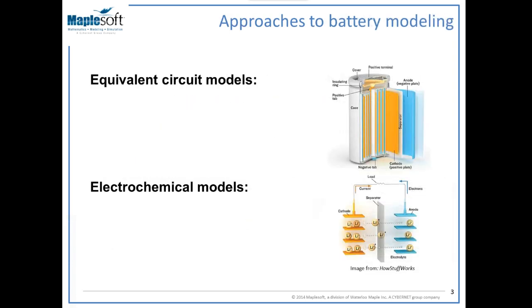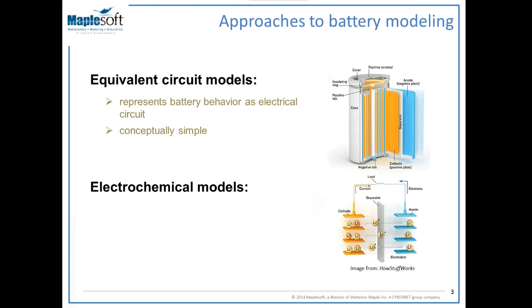So in the MapleSim Battery Component Library, we use two different approaches for modeling a battery, namely the equivalent circuit approach and the electrochemical approach. I'm going to get into the details of each of these approaches in a moment. The equivalent circuit approach represents the battery behavior by using an electrical circuit, basically by using electrical components such as capacitors, resistors, or inductors to model the physical behavior of a battery.